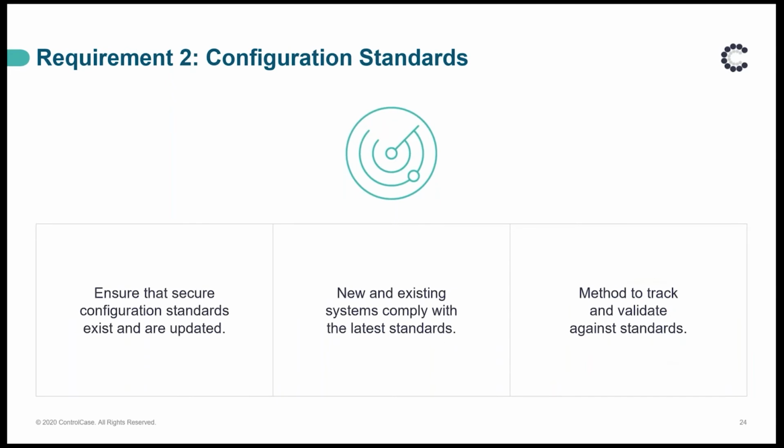Requirement number 2 is around configuration standards. So configuration standards really apply to any operating system and device and application out there. Ensuring that baselines are appropriately set, ensuring that you're monitoring against the baseline, and ensuring that standard secure images are used when new architecture is deployed and systems are deployed to maintain configuration standards and configuration to the latest standards is an important aspect of PCI DSS, and that's requirement number 2.